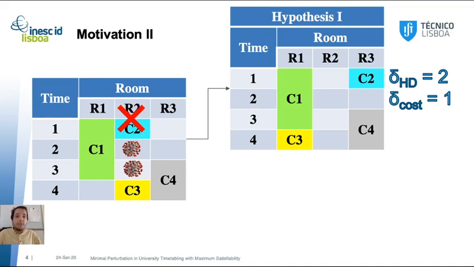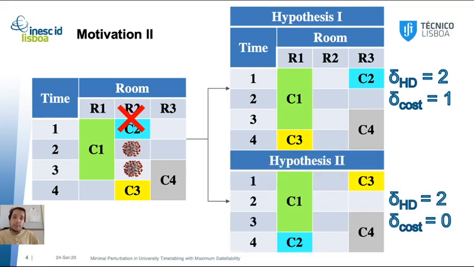Now let's consider that the timetable has a soft constraint relating to the precedence or order of the classes. So class 1 has to be taught before class 2, and class 2 has to be taught before class 3, and so on. The original solution has cost 0, as this constraint holds. However, the first hypothesis has cost 1, as this constraint does not hold. However, there's another hypothesis with the same Hamming distance, so only 2 changes, where we change class 2 to room 1 and class 3 to room 3. The Hamming distance is still 2 and the cost is 0, as the precedence constraint holds.